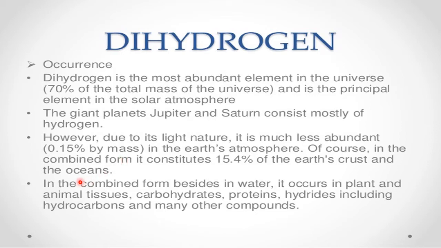In the combined form, besides in water, it occurs in plant and animal tissues, carbohydrates, proteins, hydrates, including hydrocarbons and many other compounds. That means, though the percentage of hydrogen in the free form is very small on Earth, it is available in the combined state. The best friend of hydrogen is oxygen, H2O. So nearly three-fourths of our Earth is made up of water, which is hydrogen in the form of water.